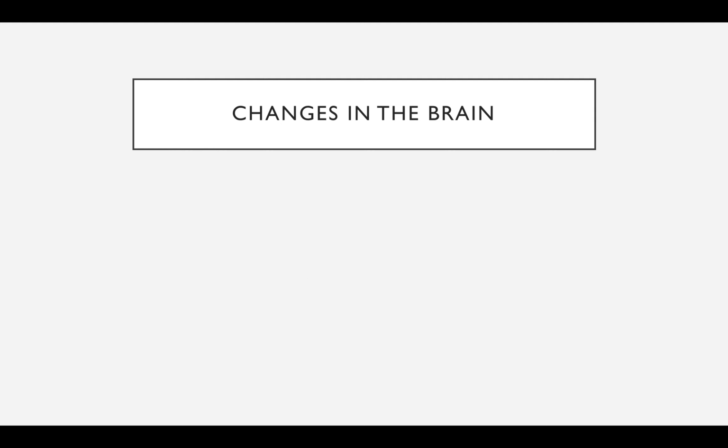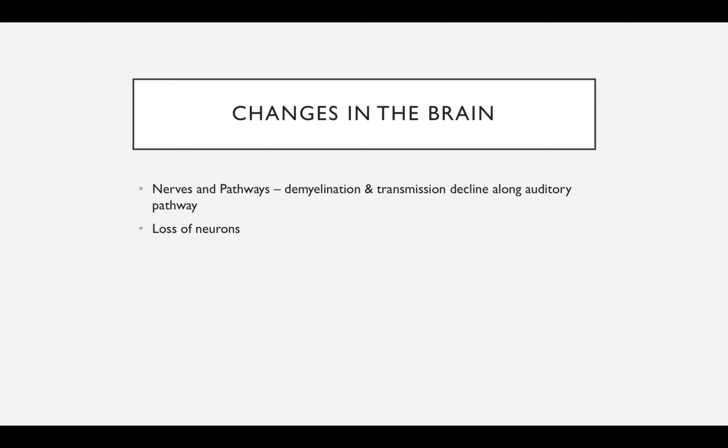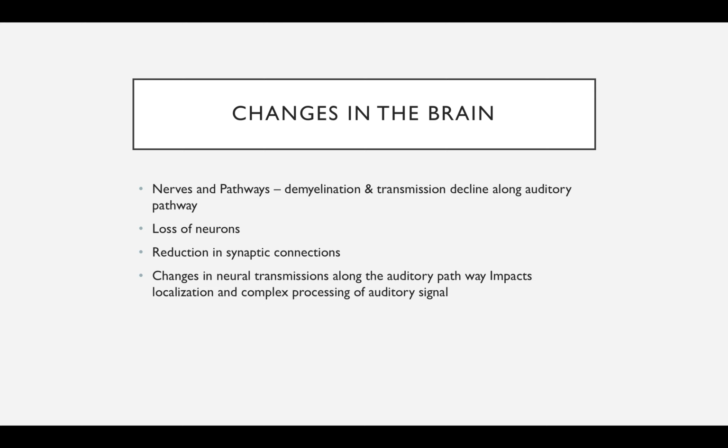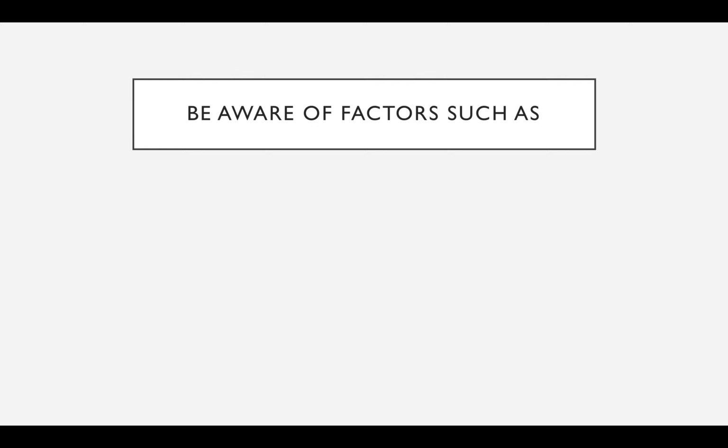So it's important to know that there's changes in the brain as you age. So the nerves and pathways, they demyelinate, and there's a decline of transmission along the auditory pathway. There's a loss of neurons, there's reduction in synapse connections, and there's changes in neural transmissions along the auditory pathway that impacts localization and complex processing of auditory signal, and also decreased working memory.